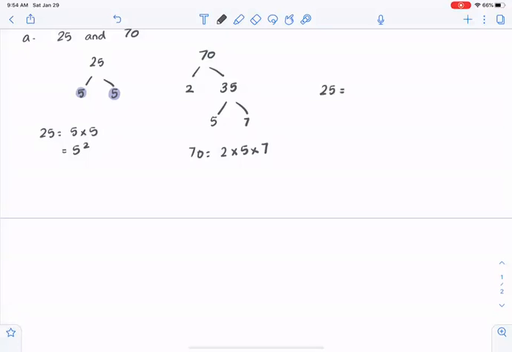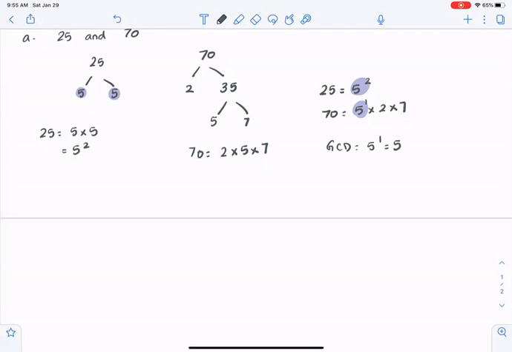If I wrote them, I have 5 squared, and 5 times 2 times 7. So 2 is not common to both numbers. Neither is 7. So the only number that is common to both is 5. And one has a power of 2, the other has a power of 1. So what is the smallest exponent? The smallest exponent is 1. So the GCD is 5 raised 1, which is 5.